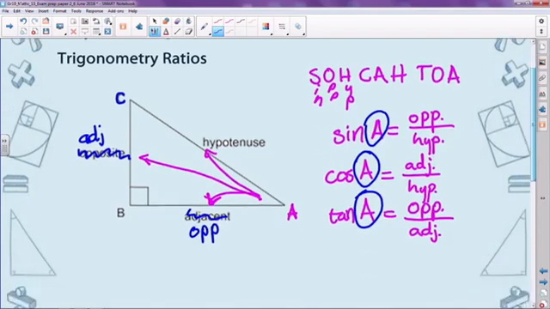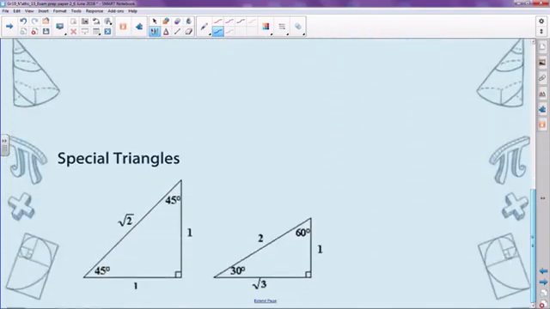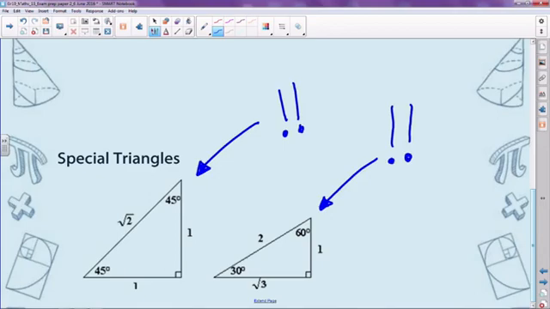Anyway, we'll go down. Special triangles. Now there are two special triangles that you need to know. There's the 45-degree triangle and there's the 30-60-degree triangle. These are very, very important. So make sure that if you haven't drawn them somewhere, you draw them now, quickly. Quick, quick, quick. You done? Oh, good, because we've got lots to do.